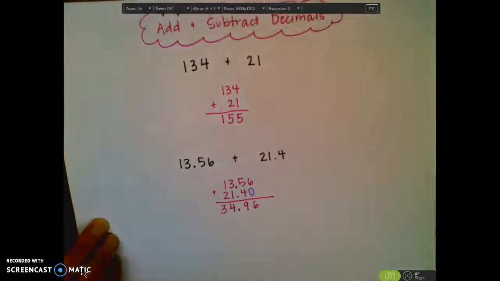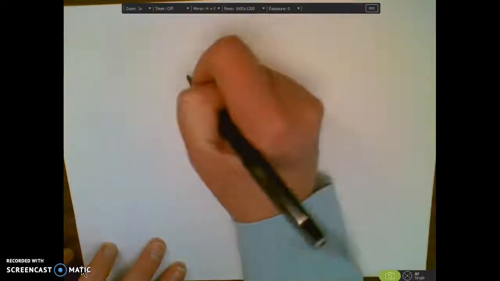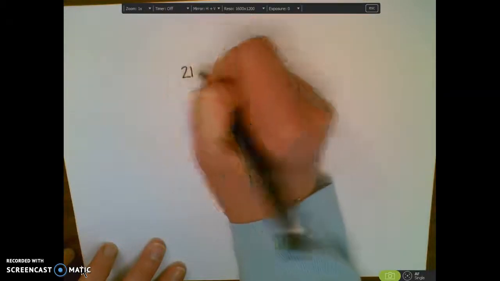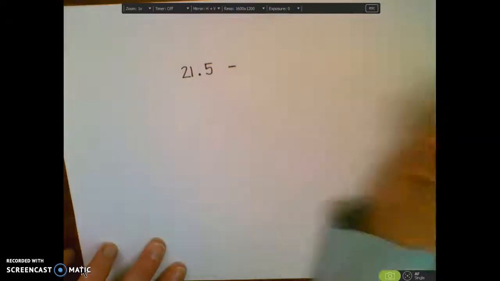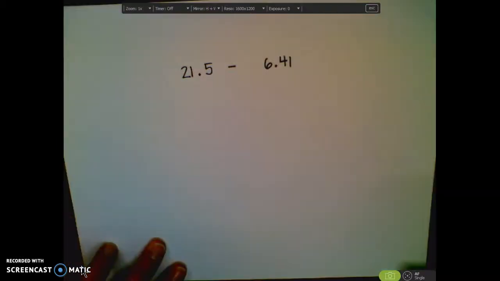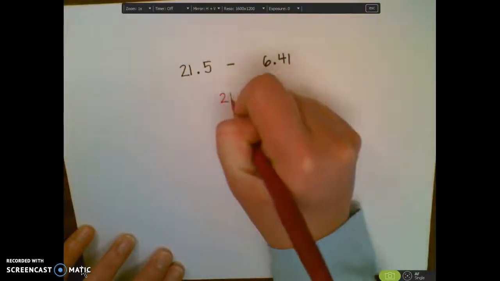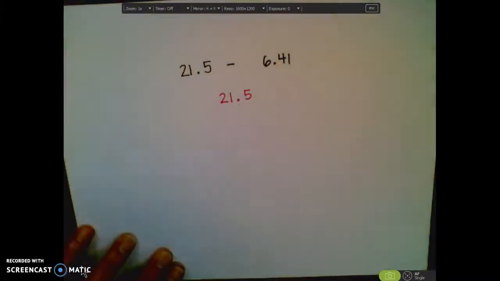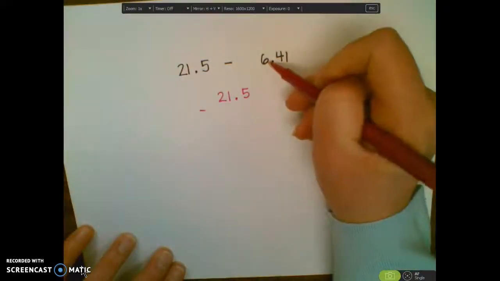Okay? So let's try another one now. Let's pretend that we're subtracting. So this time I'm going to subtract 2 decimals. Let's say that I have 21 and 5 tenths. And from that I'm going to subtract 6 and 41 hundredths. So again, what I need to think about when I'm working this problem is, first write my first number, 21 and 5 tenths. And then I'm going to subtract from that 6 and 41 hundredths.